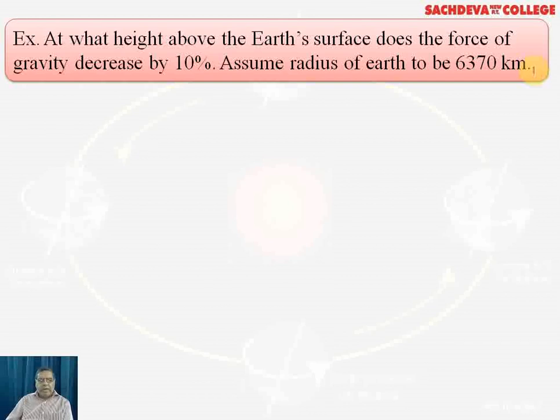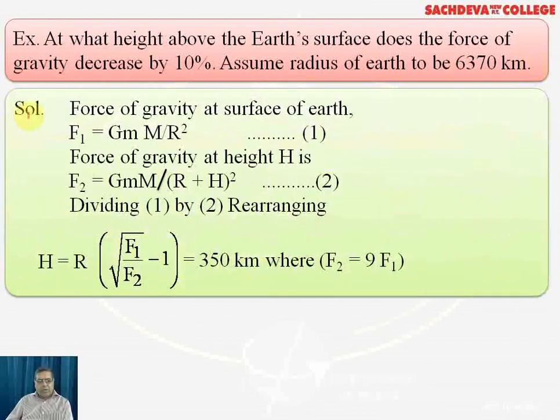So we have to find the height above the Earth's surface, that is from the circumference, how high the satellite is moving. The force of gravity decreases by 10%, assuming the radius of Earth to be 6,370 kilometers. Now to solve this question, the force of gravity at the surface of Earth is given by the formula GMm over r square, and it is marked with F1. Then the satellite is taken to a certain height h and the force becomes F2.